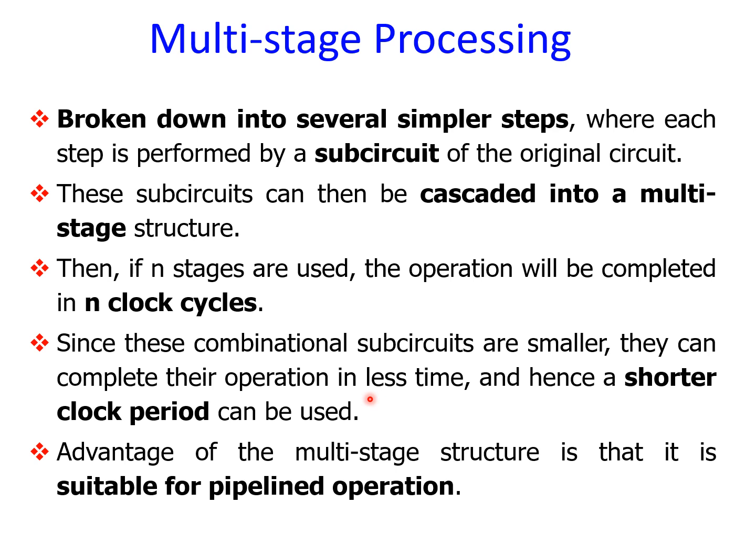Since we are dividing each instruction execution into n stages, the amount of time required per clock period will shorten. If we need 10 nanoseconds to execute an instruction, and we divide it into 5 stages, each stage will take only 2 nanoseconds. So we can have a clock period of 2 nanoseconds instead of 10 nanoseconds. This will greatly reduce the clock period. And the multi-stage structure is suitable for pipelined operation.